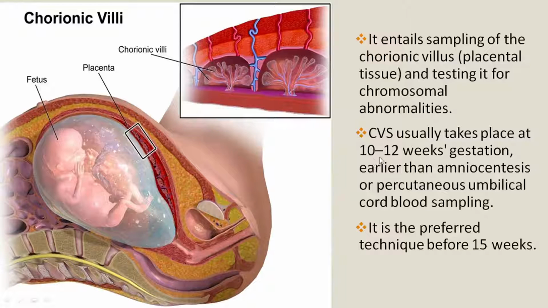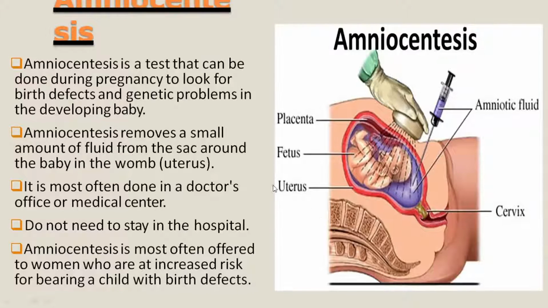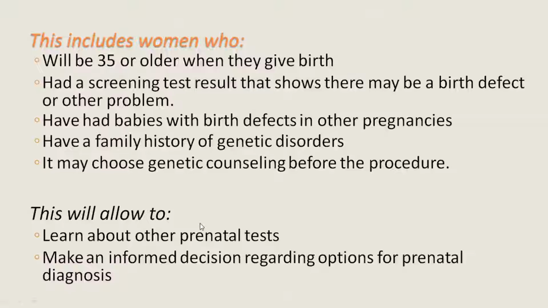It takes place nearly 10 to 12 weeks of gestation, earlier than amniocentesis or percutaneous umbilical blood sampling. Second is amniocentesis. It is a test done during pregnancy to look for birth defects and genetic problems in the developing baby. Amniocentesis removes a small amount of amniotic fluid from the sac around the baby. It is mostly done in the doctor's office or a medical center; there is no need to stay in the hospital.